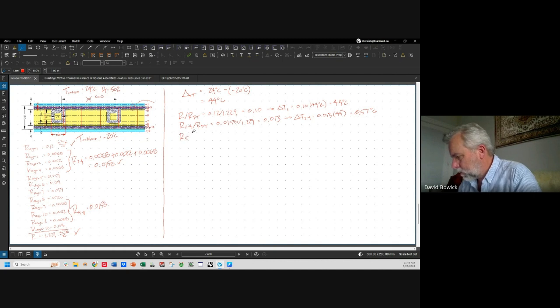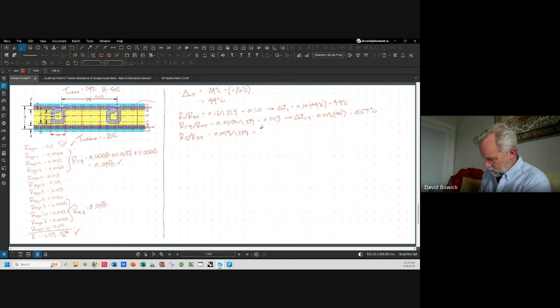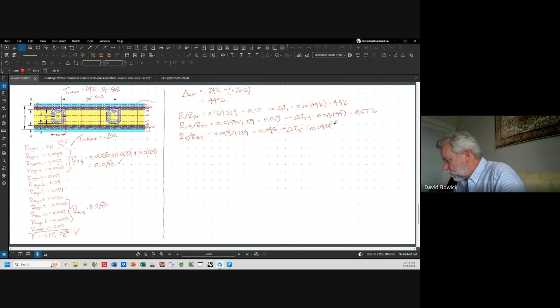Our R5 over our total equals 0.059 over 1.229, which is 0.048. Delta T5 equals 0.048 times 44, which equals 2.11.